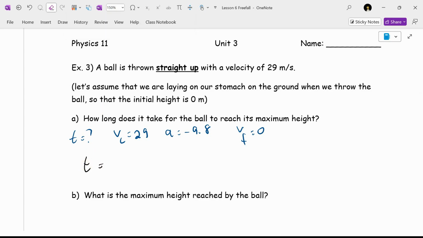What's my new equation? It's going to be 0 minus 29 all over negative 9.8. I started to get nervous because time is always positive. The top was negative. Oh, wait a minute. The bottom's negative as well. What's a negative divided by a negative? Positive.